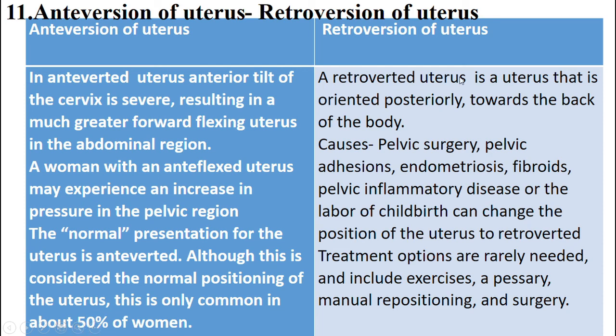But a retroverted uterus is a uterus that is oriented posteriorly toward the back of the body. Causes include pelvic surgery, pelvic adhesions, endometriosis, fibroids, pelvic inflammatory disease, or the labor of childbirth, which can change the position of a uterus to retroverted. Treatment is rarely needed, and options include exercise, pessary, manual repositioning, and surgery.